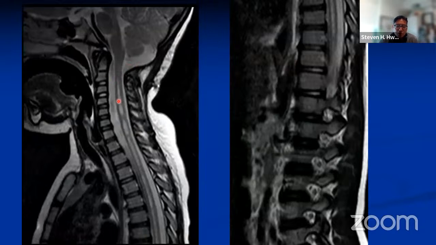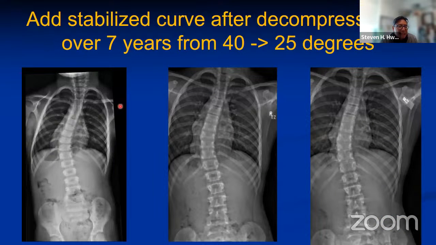So we see a fair amount of flow. The syrinx got smaller. There was improvement in that. And then over 7 years, she stabilized. We kept on bracing her after because the curve was already 40 degrees. It came down to about 25 degrees and has been stable there.